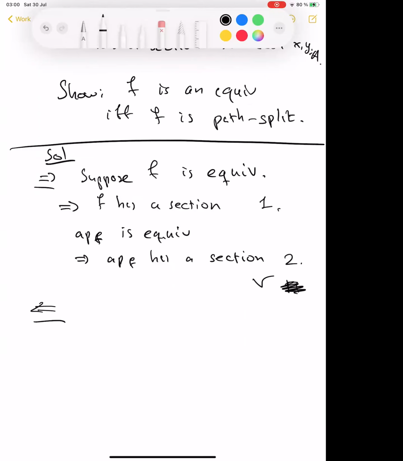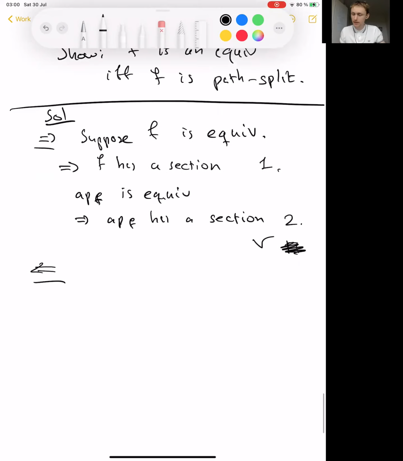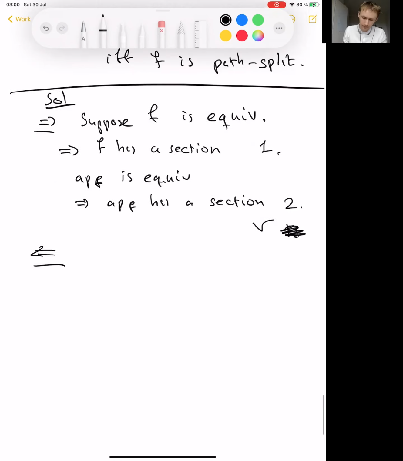The second direction is the hard one. It's a bit technical, but it's a good problem because it forces you to work a little bit with transports and stuff like that. So suppose, maybe I'll change to smaller. Yeah, that's better. Suppose that f is path split, and let's call its section g.